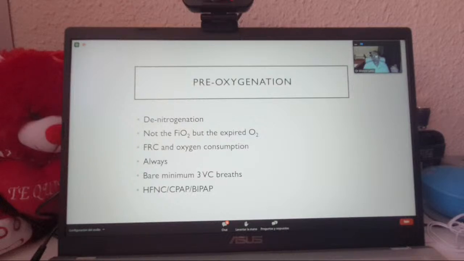Preoxygenation or denitrogenation is important. You have to maintain the FiO2, not the FiO2, but the expired FiO2. You have to wash out all the nitrogen in the lungs and replace it with 100% oxygen. Take your time as much as you can and always preoxygenate your patient. Do not assume that the patient is preoxygenated. Classic teaching says that the bare minimum is 3 vital capacity breaths, but now we use more of high flow nasal cannula, CPAP or BiPAP for a good 3-5 minutes. The way I do it, once I'm called to get a patient intubated in emergency, I stick a high flow nasal cannula or put the CPAP or BiPAP on them whilst I'm gathering the team, collecting and preparing the medications.